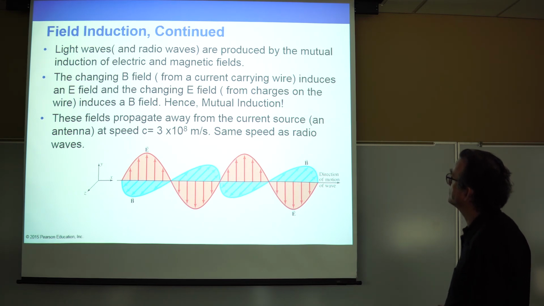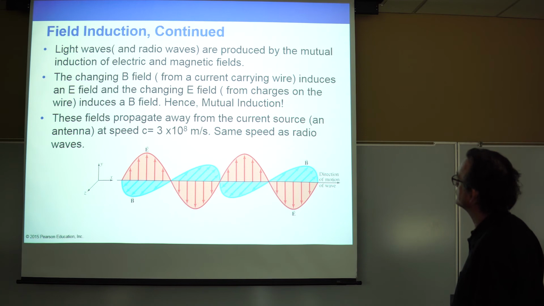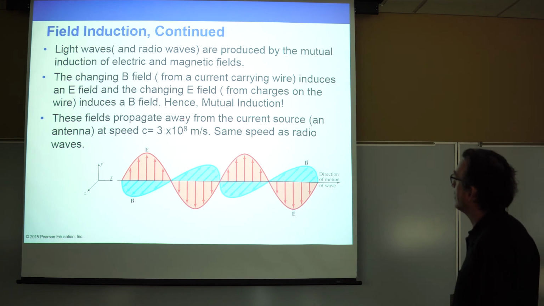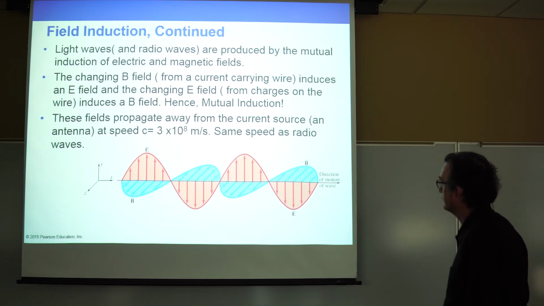And that's true whether this is a radio wave or a light wave, because they are both oscillating electric and magnetic fields. And these fields propagate away from their source, which can be an antenna if we were generating, for example, radio waves, at a fixed speed, regardless of their frequency.